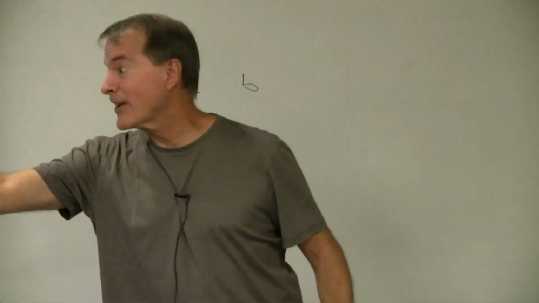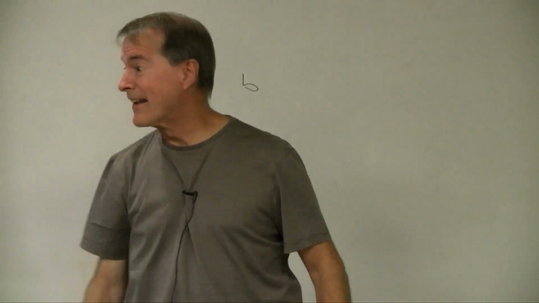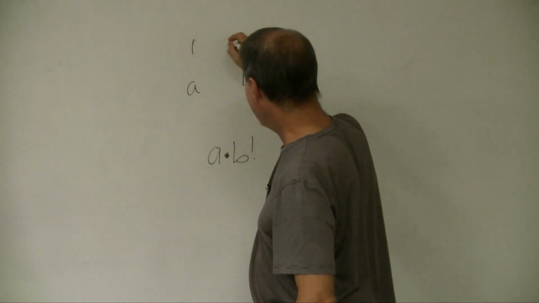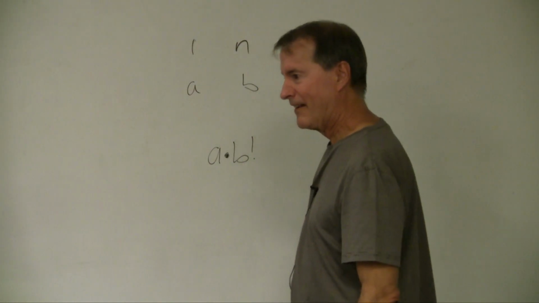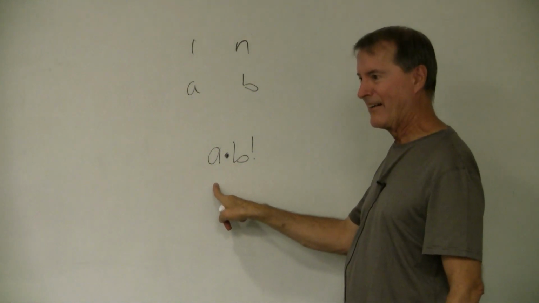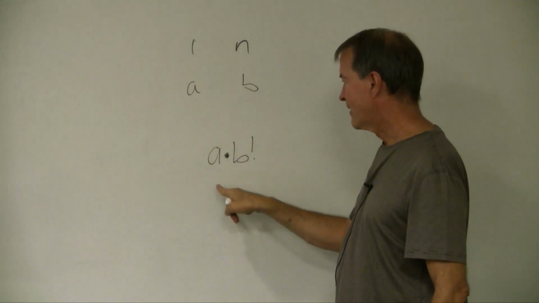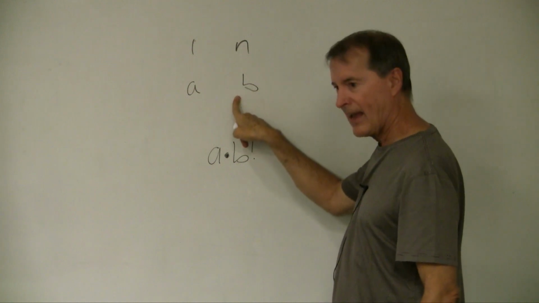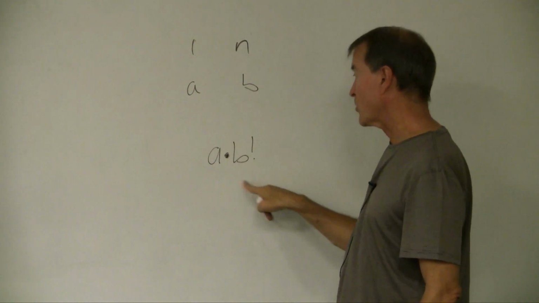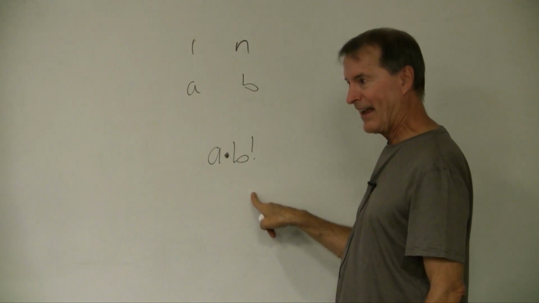Use 1 and n. Yes, 1 and n, because why? You give a 1 and you give b n. And if it computes a times b factorial, what will you get out? N factorial.